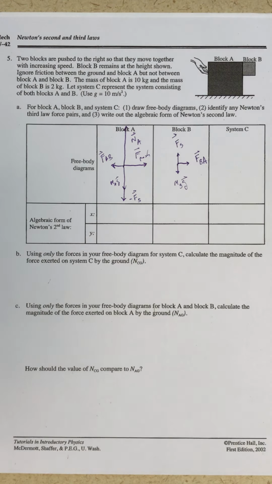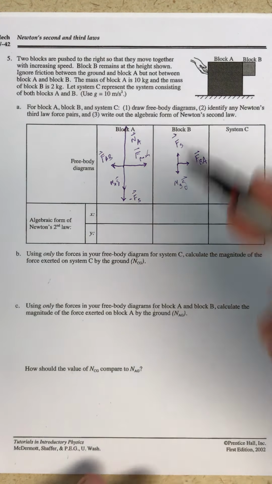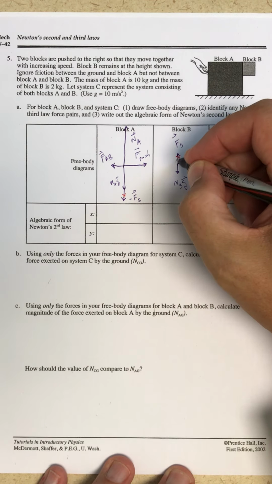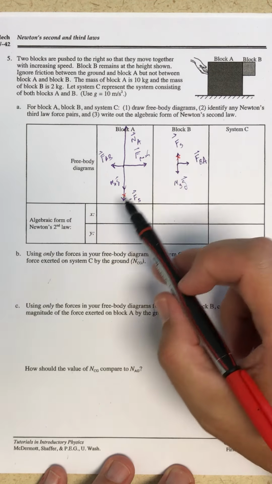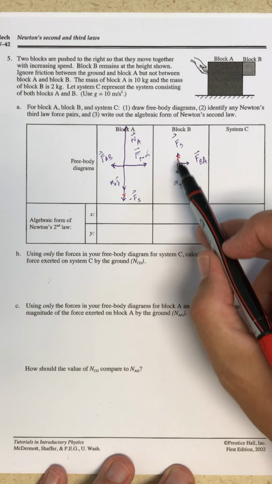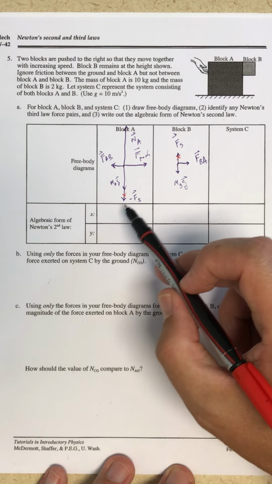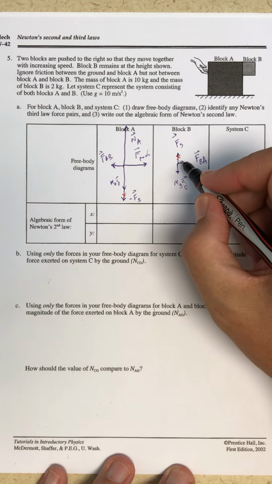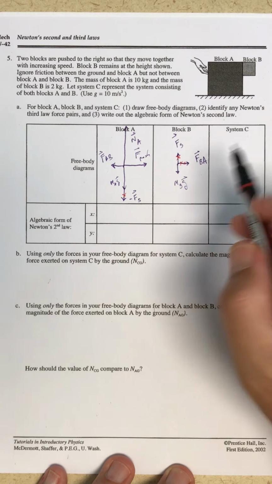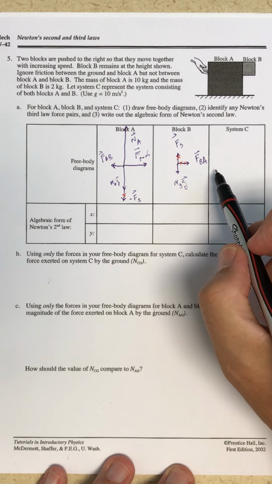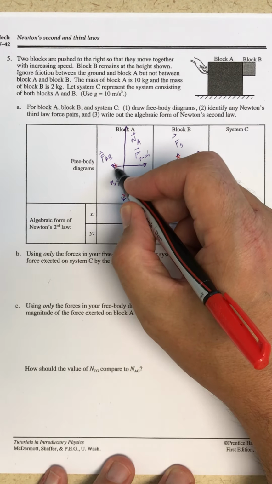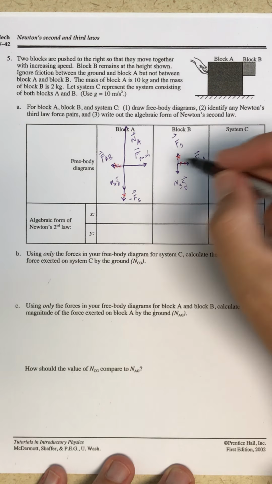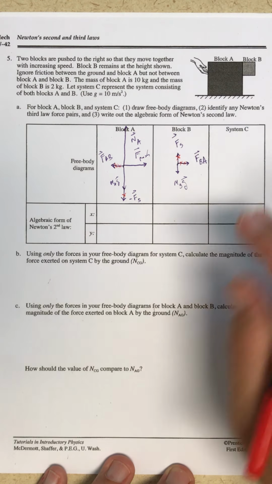Okay, so what things are guaranteed to be equal and opposite from Newton's third law? We mark them with X's like we did before. The force of static friction up on block B is equal and opposite to the force of static friction down on block A. And then the force of block A pushing block B to the right is equal and opposite to the force of block B pushing block A to the left. That's going to be a normal force at that interface.